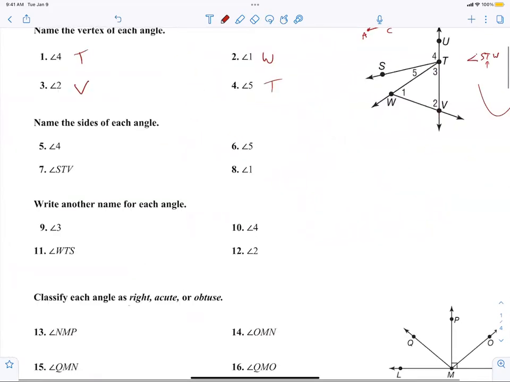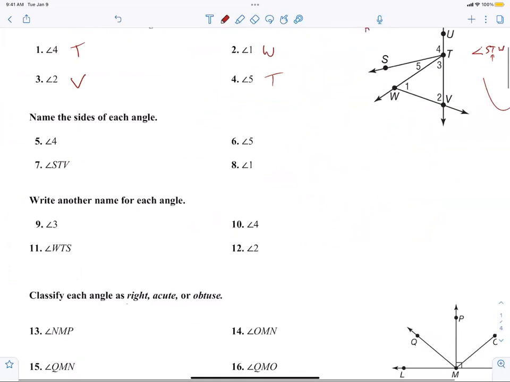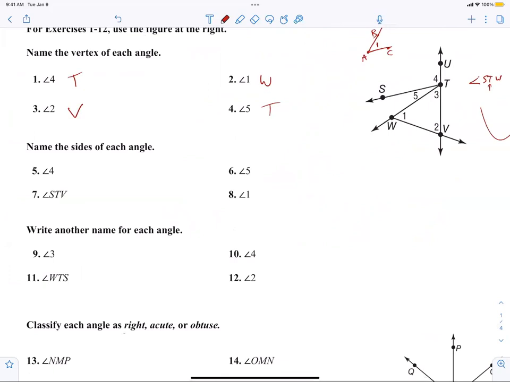All right. So now name the sides of each angle. Angle 4. What is angle 4? What are the sides of angle 4? SQW. Someone? SUW. Angle 4. Maybe I'm not seeing it correctly. Here is angle 4. Do you agree? What are the sides of that angle? Say it. What are the sides of an angle called? Ray. So you have to name it as a ray. What are the 2 rays?